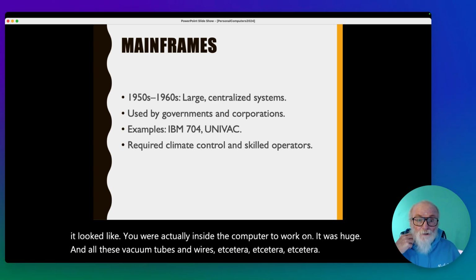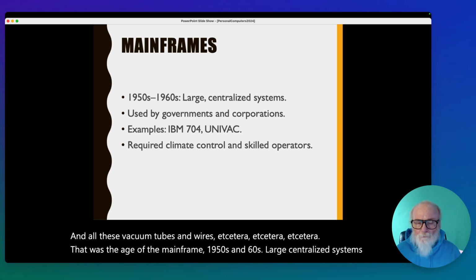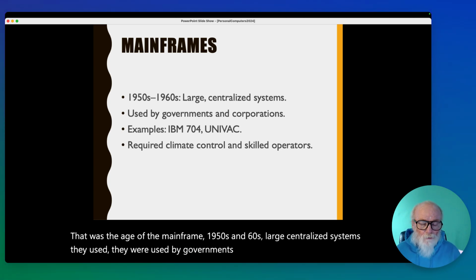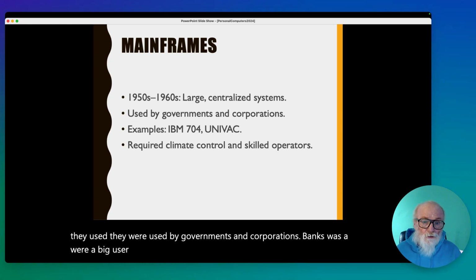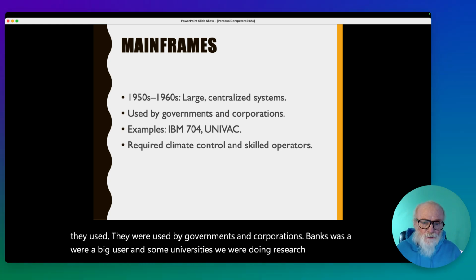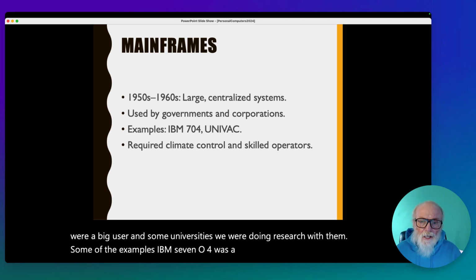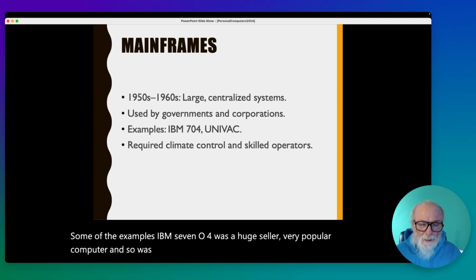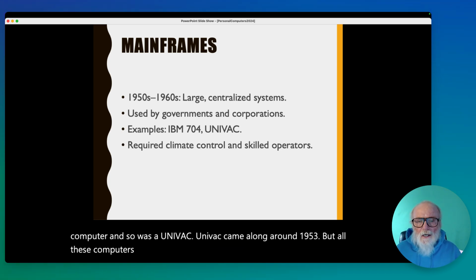Now, that was the age of the mainframe, 1950s and 60s, large centralized systems. They were used by governments and corporations. Banks were a big user, and some universities. We were doing research with them. Some of the examples: the IBM 704 was a huge seller, a very popular computer, and so was the UNIVAC, which came along around 1953. But all these mainframes required climate control and skilled operators.